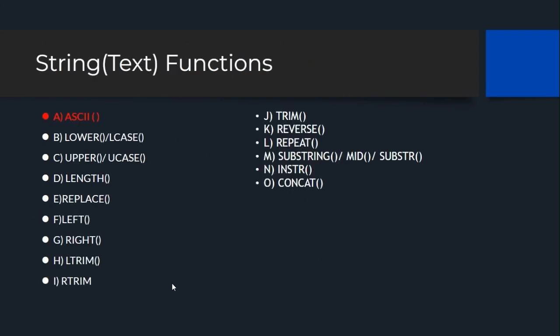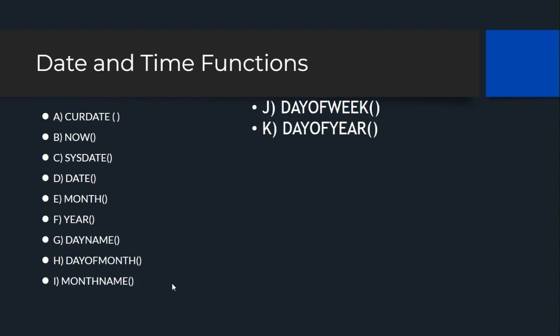Now we have string or text functions: lowercase or lcase, upper or ucase, length, replace, left, right, then ltrim, rtrim, then simply trim, then reverse, repeat, then substring or mid or substr, then instr, and then concat. And in date and time functions we have curdate, now, sysdate, date, month, year, day name, day of month, month name, day of week, and day of year.